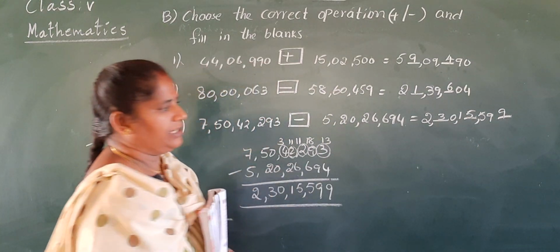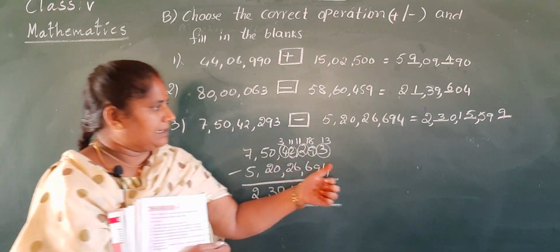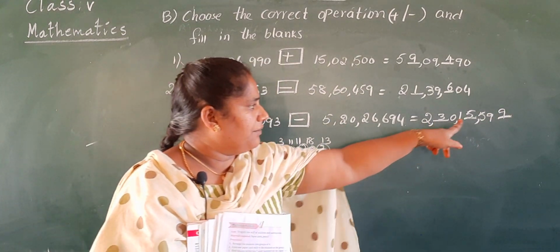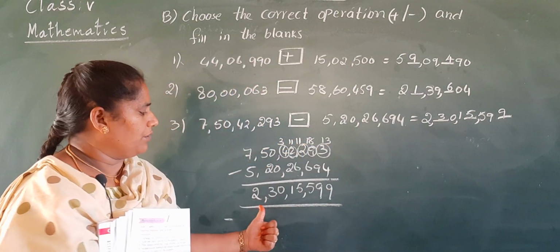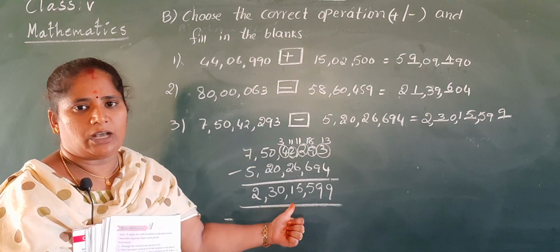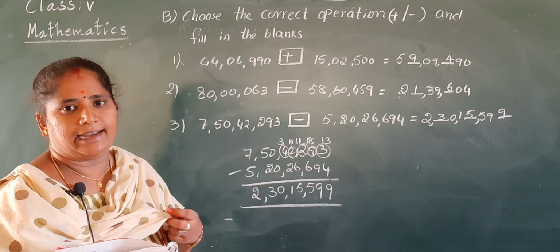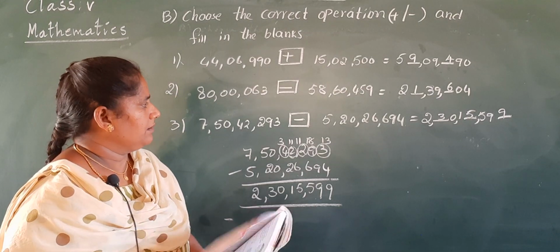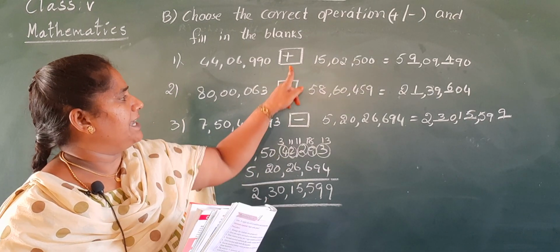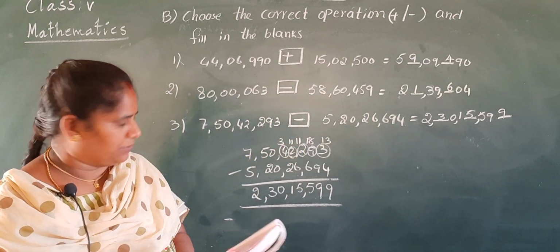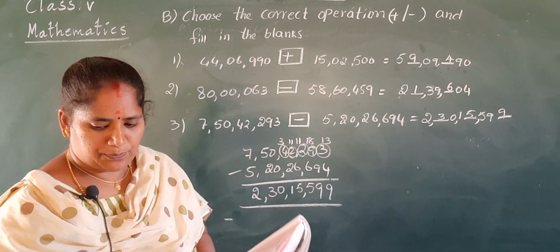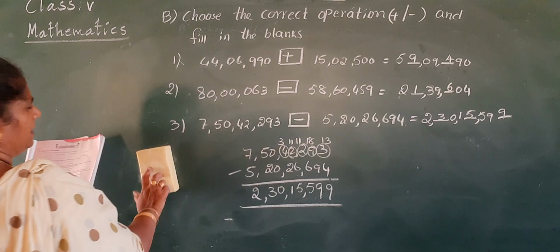15,599. Finish. So the missing numbers are 3, 5, 9. 2 crore 30 lakh 15,599. Okay children? Come on, all of you keep plus, minus, minus here in your textbook. Now last problem in this Roman.